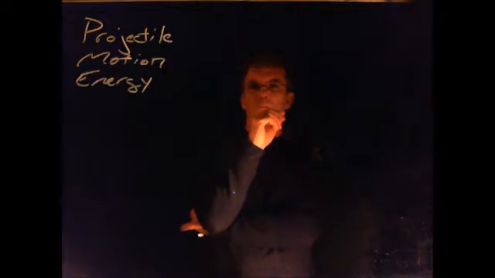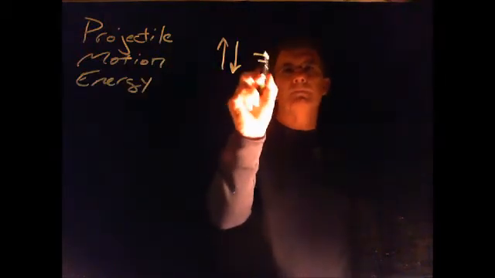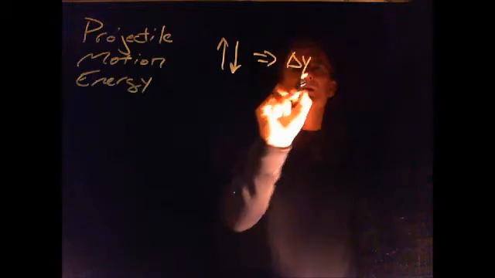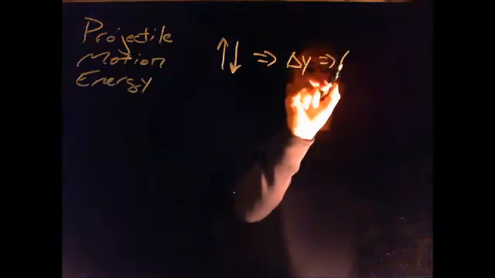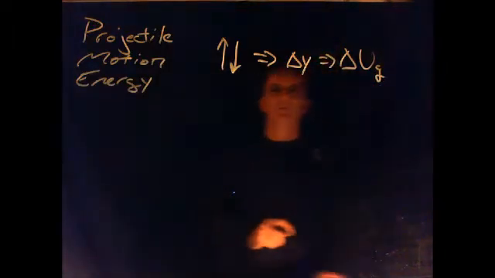Let me take a few minutes to talk about Unit 5, what I call Unit 5B, which is the energy aspect of 2D motion. I'm going to begin with the energy associated with projectile motion. By their very nature, projectiles go up and they come down, which means they have a change in Y, which means it is experiencing changes in gravitational potential energy.